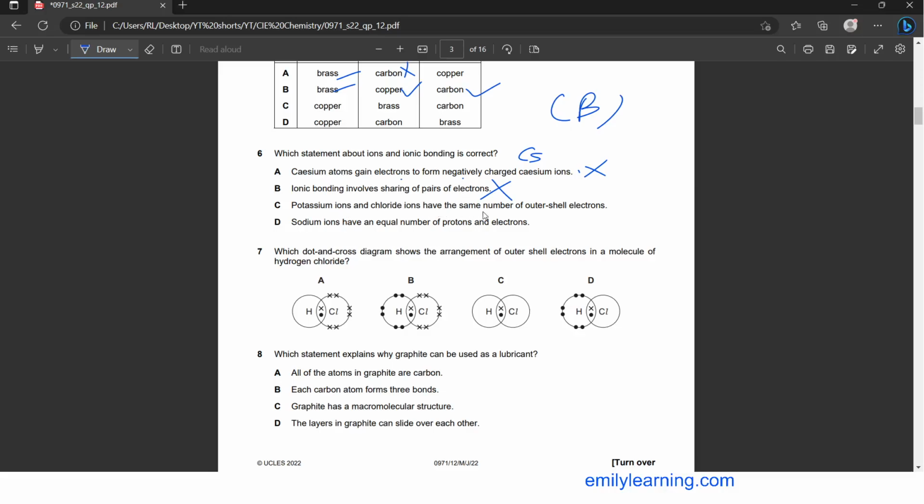Potassium ions and chloride ions have the same number of outer shell electrons. So if you look at potassium, if you refer to the periodic table, potassium atom, okay, will have 18 electrons? Okay, because the proton number is 8. Okay, is it 18? 2, 8, 8, 2. Chlorine is 17. Potassium, I think, is 19. Is it? Yeah, 19. Okay, so potassium will be 2, 8.